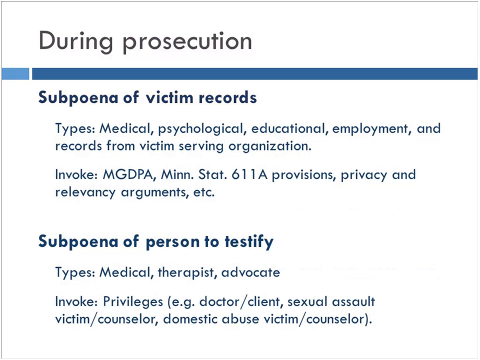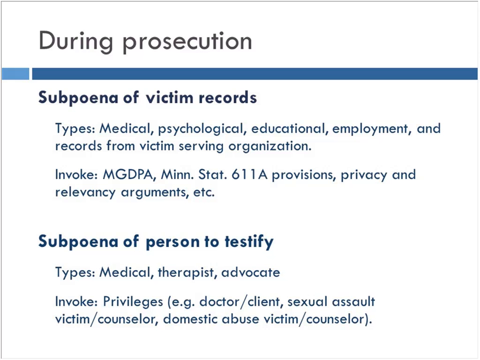During prosecution, you'll also see that victims' records get subpoenaed, and those are medical, psychological, education. So this is victim data that somebody else is trying to seek during the prosecution, and to try to prevent that from happening, you can invoke the Data Practices Act, the 611A provisions, and those privacy and relevancy arguments. We know that our coalitions, the Minnesota Coalition for Battered Women, Minnesota Coalition Against Sexual Assault, Standpoint, and the Minnesota Alliance on Crime put together that privacy memo several years ago, still good, that brings up all the arguments for why somebody should not be able to access victim records of this kind, and I would just refer you to that privacy memo and those organizations about those arguments.